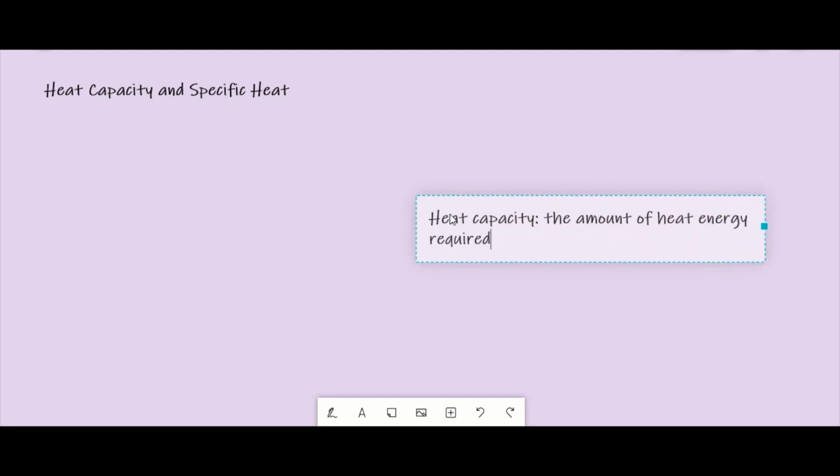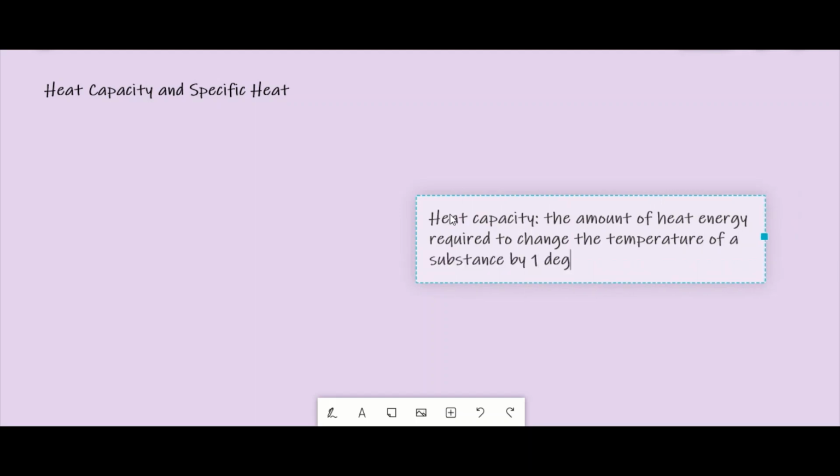In this lesson, we are going to learn about heat capacity and specific heat. To start off, heat capacity is simply the amount of heat needed to change the temperature of a substance by 1 degree Kelvin. So I'll write that right here. Heat capacity is the amount of heat energy required to change the temperature of a substance by 1 degree. And again, it's going to be in Kelvin, but technically it's going to be the same if you do Celsius.